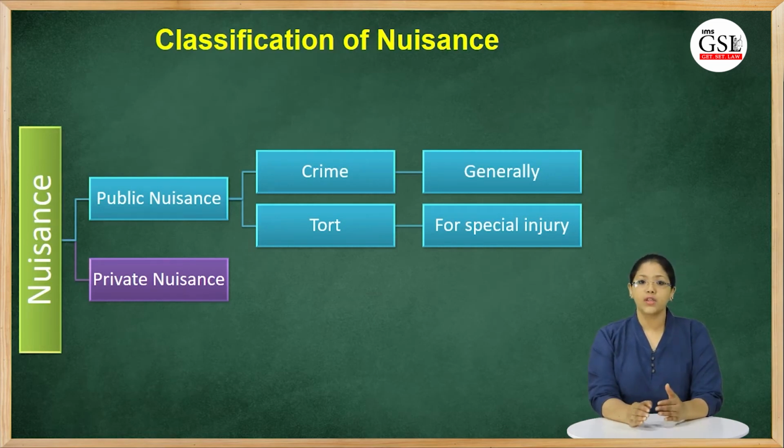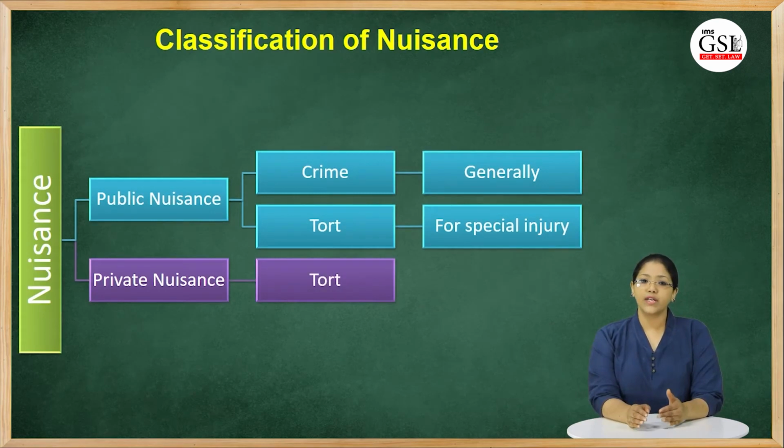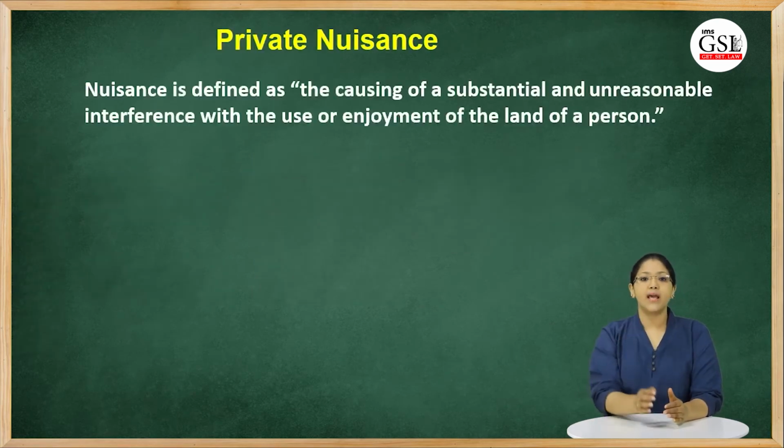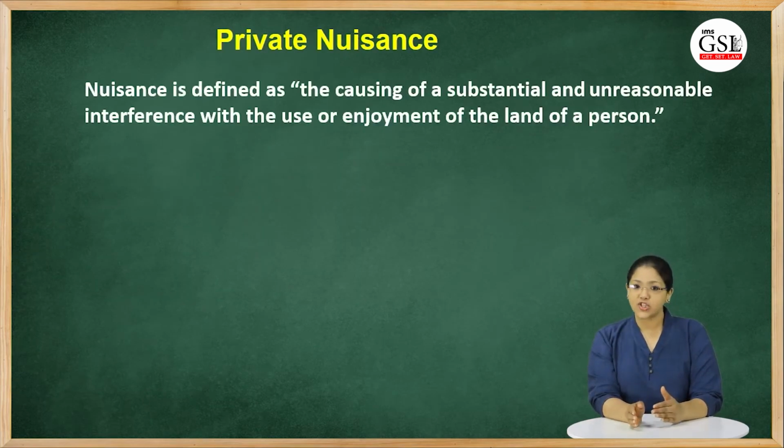Blocking of a road, indecent behavior in the public, causing unpleasant or disgusting smells or loud screeching noises for a prolonged period of time, etc., are all examples of public nuisance. Private nuisance, unlike public nuisance, is undisputedly a tort. Private nuisance can be simply described as the causing of substantial and unreasonable interference with the use or enjoyment of the land of a person.